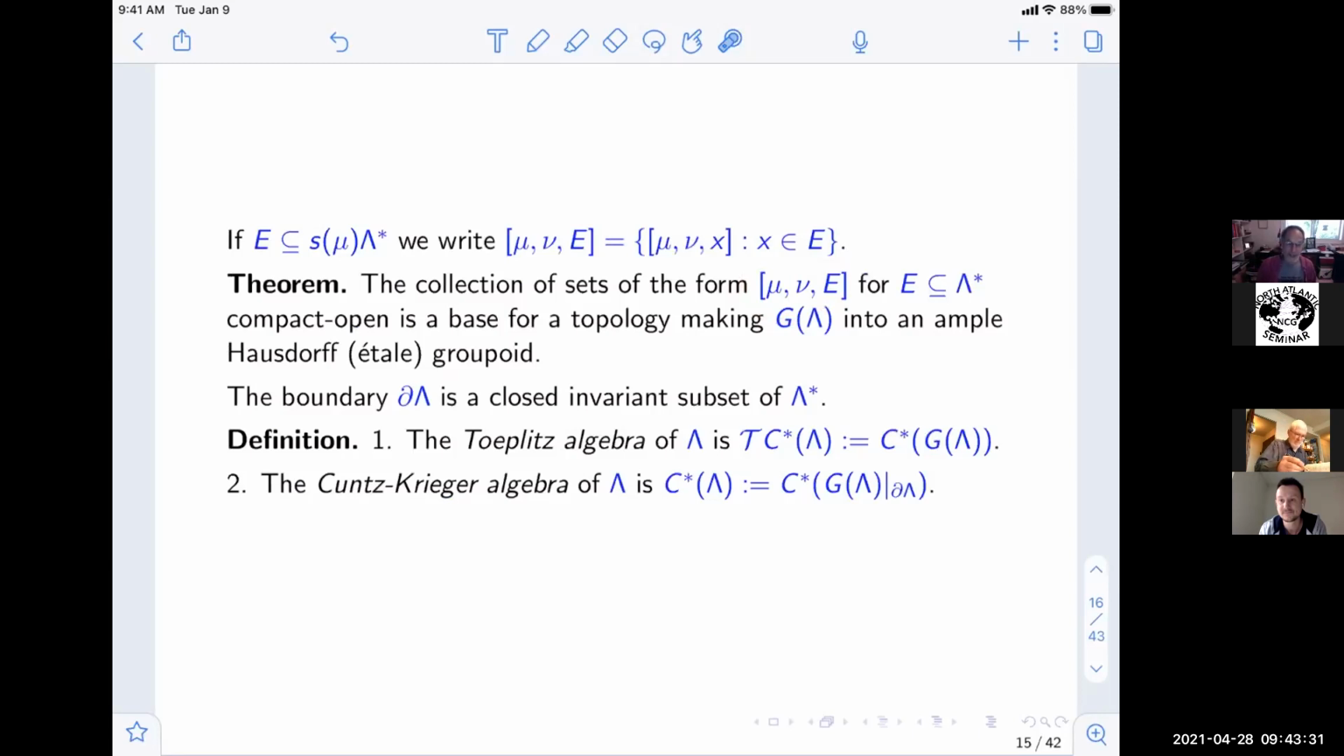And it's easy to check that the boundary of lambda is a closed invariant subset, so we could restrict to the boundary, and that would be the Kunz-Krieger algebra of lambda. Using the whole groupoid, we get the Toeplitz version. This is just a general setting where all the usual ideas from higher rank graphs make sense.